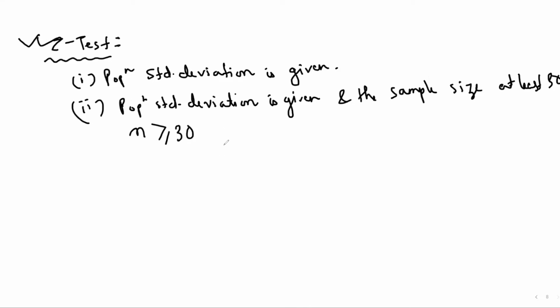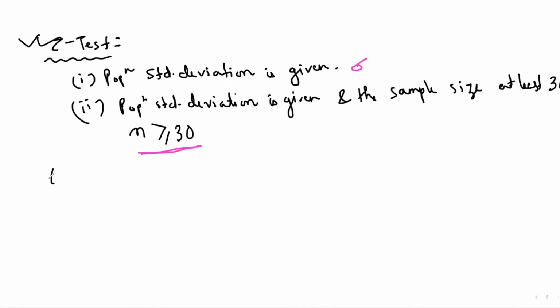Whenever you are performing some tests, you will draw out samples from that particular population. So that sample size should be at least 30. Let me write it down properly. Yes, so the sample size should be at least 30, and the population standard deviation sigma should be given in the problem statement. If these two conditions are satisfied, then definitely you will go with Z test.